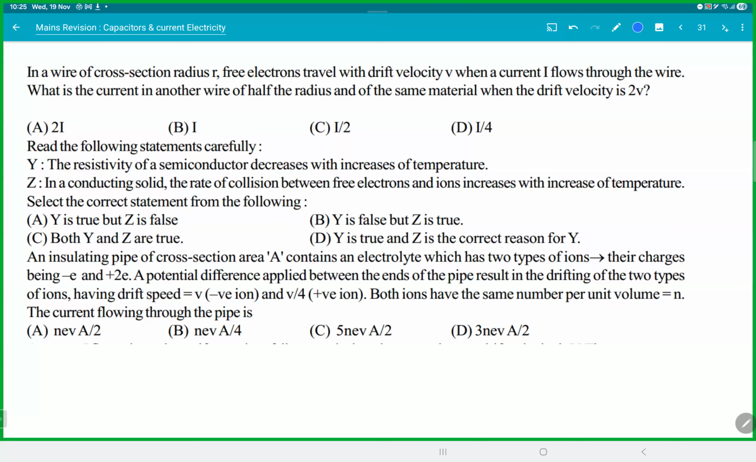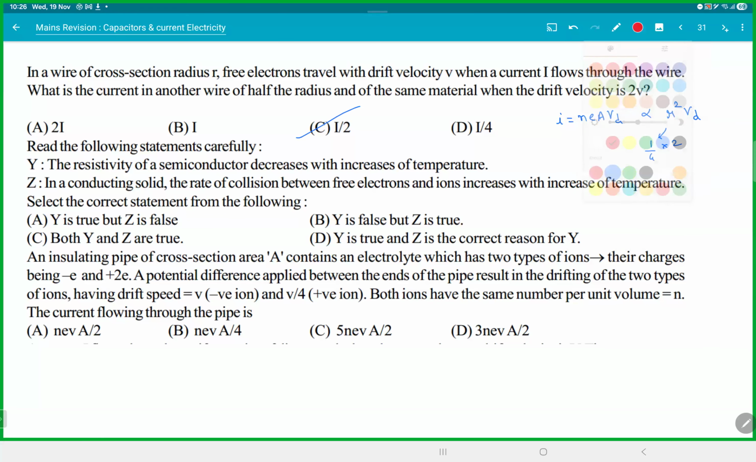What is the first thing? I is equal to nAeVd. So you're keeping the current in another wire of half the radius. So this is proportional to R square and we drift. So if the radius becomes half, this becomes 1/4, then the drift velocity becomes double, the current becomes half.